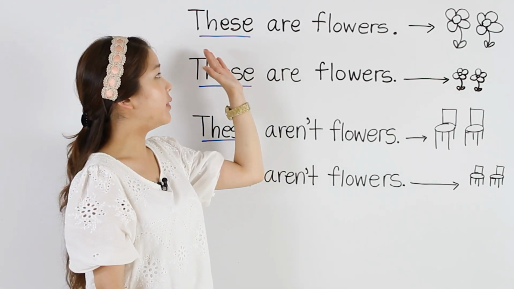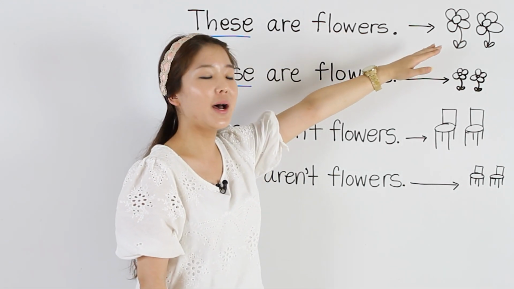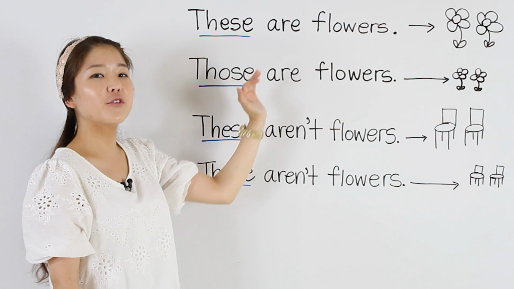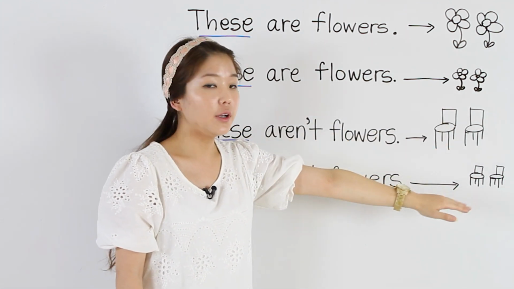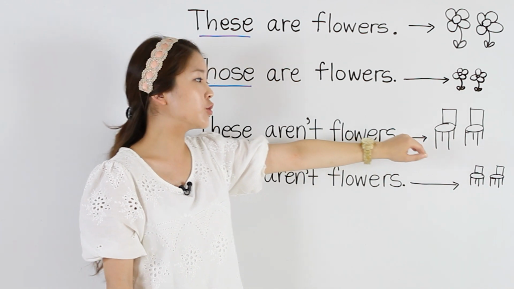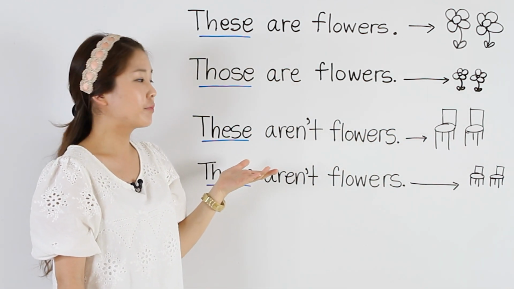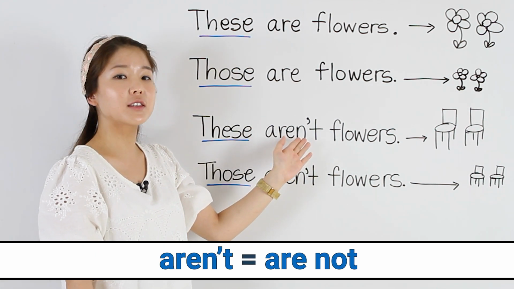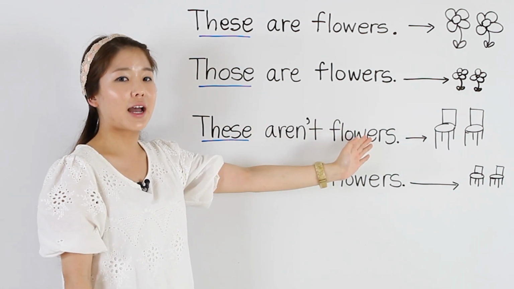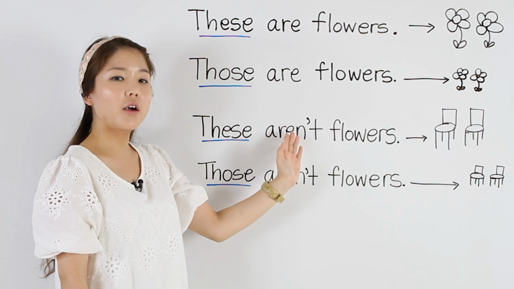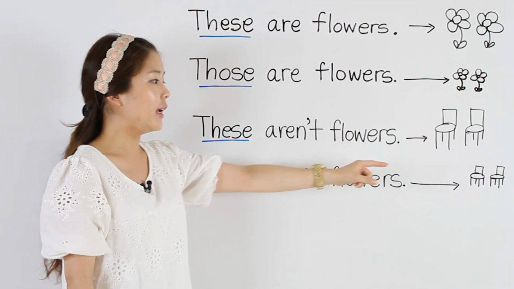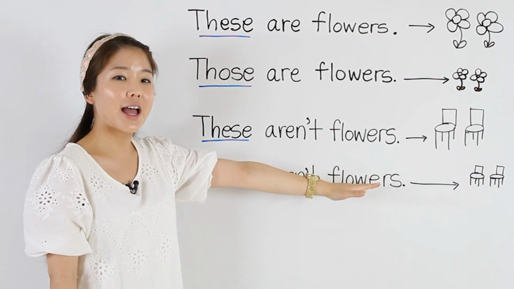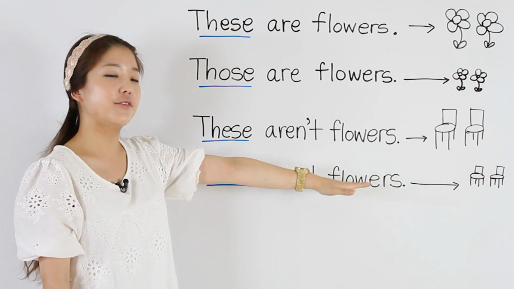So we know these are flowers. They're close by. And for the flowers that are far away, we say those are flowers. Okay, but over here we have chairs. So we have to use the negative. Okay, we use the contraction aren't, which is short for are not. These aren't flowers. Okay, and for the chairs that are far away, we say those aren't flowers.